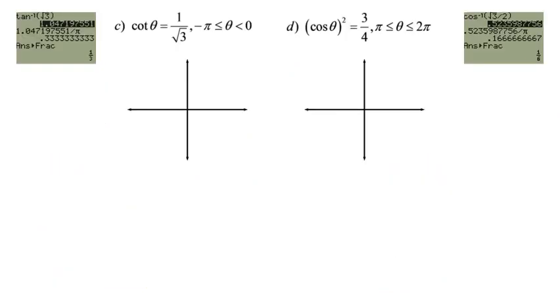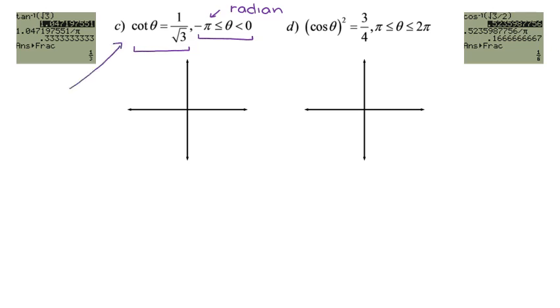For C, we've got cotan theta is equal to 1 over root 3. And our restricted domain is theta has to be greater than or equal to negative pi, but less than 0. When you look at your interval, because I see a negative pi in there, that tells us that our calculator needs to be in radian mode. So go ahead and switch that right now.